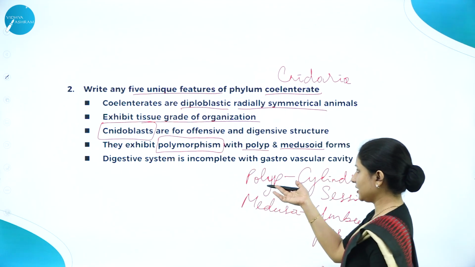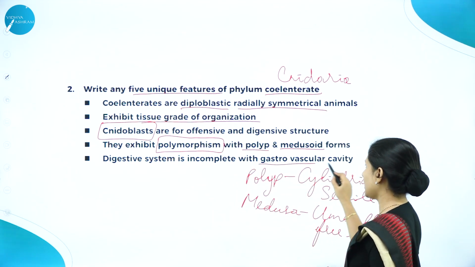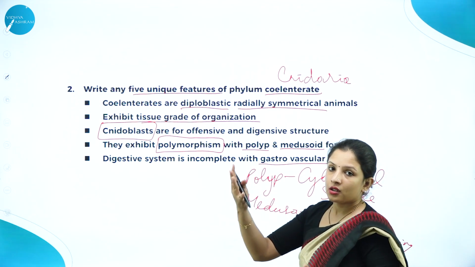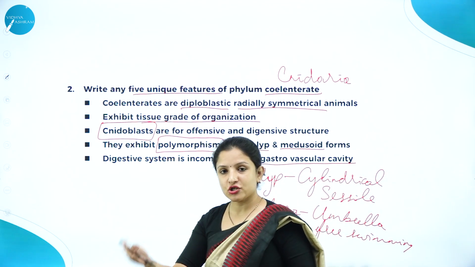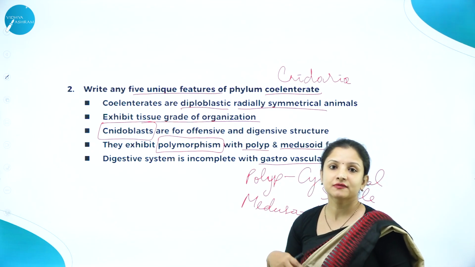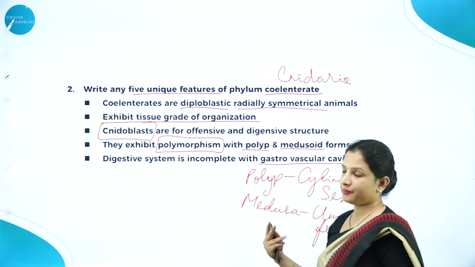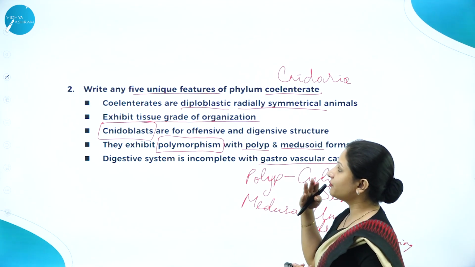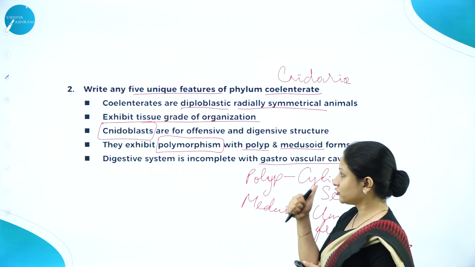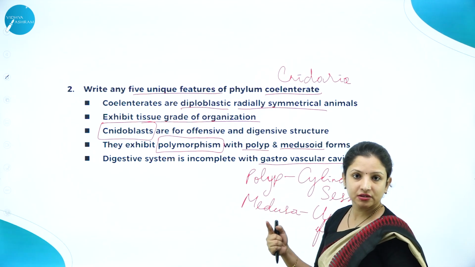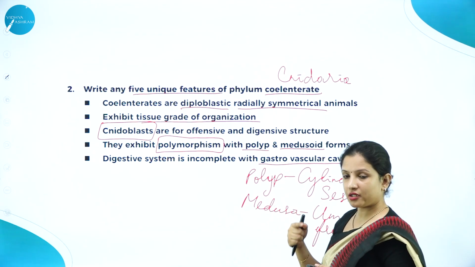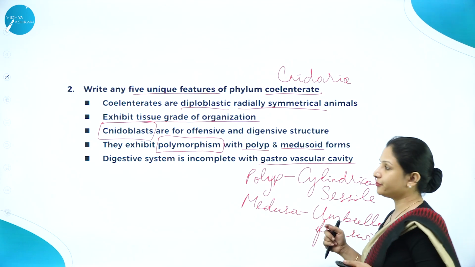The digestive system is incomplete with a gastrovascular cavity, because both the intake of food and the excretion of waste happen from the same place itself. That is why the digestive system is incomplete. So these are some of the important characteristics: cnidoblasts should be mentioned, and polymorphism, polyp and medusa should be mentioned, and writing about them is important here.